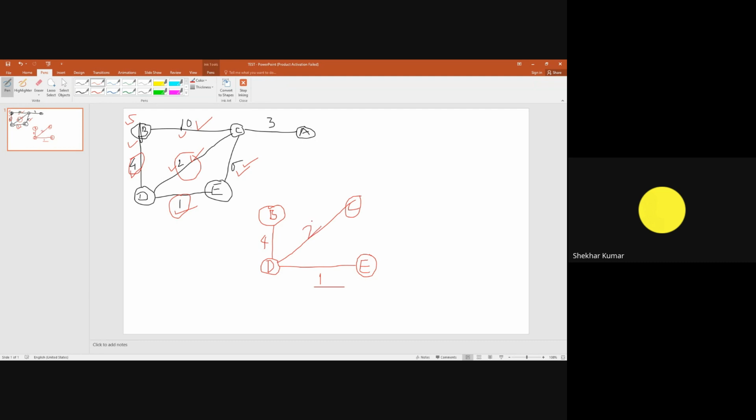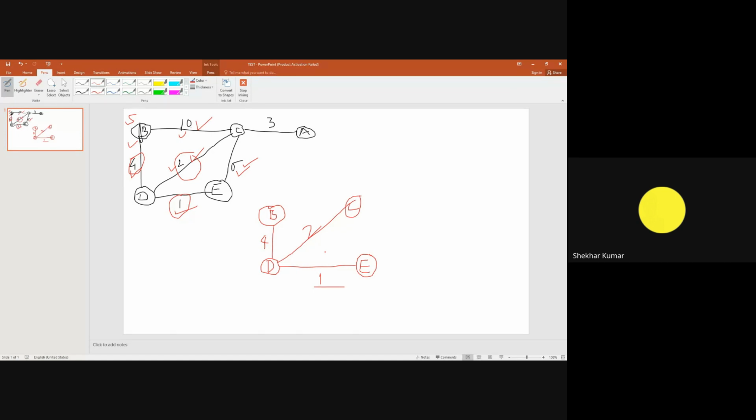Okay, we have selected one more edge with minimum cost, that is D to C, and we have added it in our MST, minimum spanning tree, and the cost is now 2. Now we have covered four vertices, in which the cost associated with each edge is minimum.